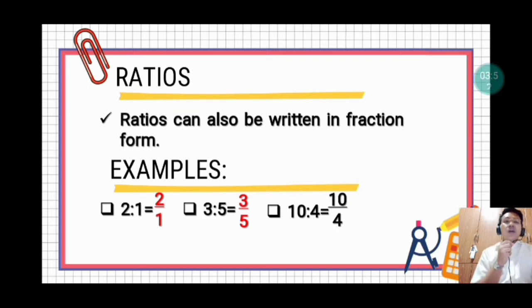Of course, we consider 2, okay? 2 is the GCF for both numerator and denominator. 10 is divisible by 2 and 4 is divisible by 2 also. So, 10 divided by 2, that would be 5. And 4 divided by 2, that would be 2. Therefore, the answer is 5 over 2. Okay, very good. So, this fraction is already in its simplest form, okay? So, let's proceed to the next definition.